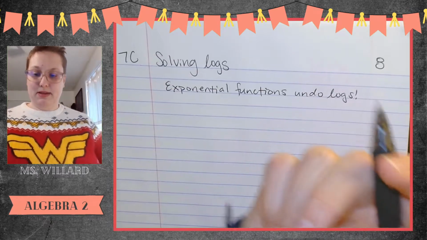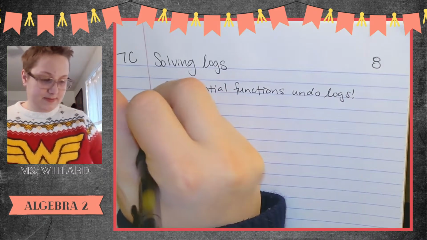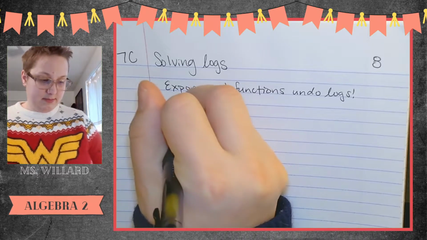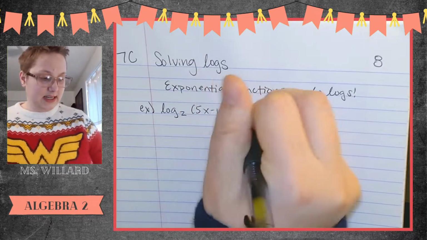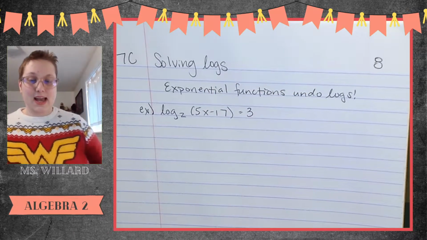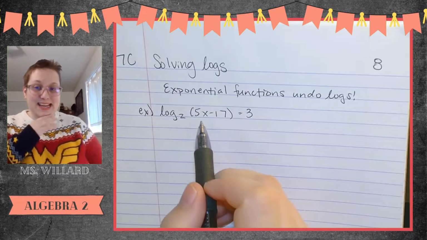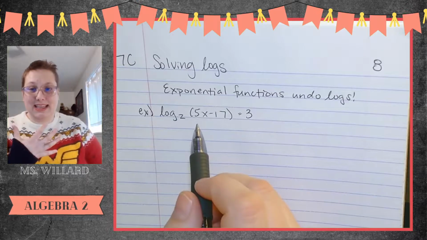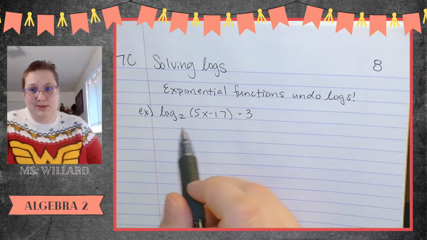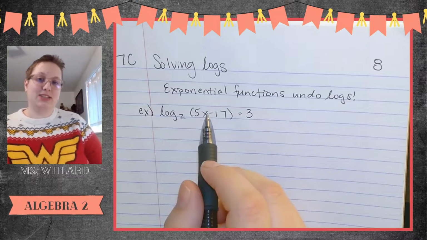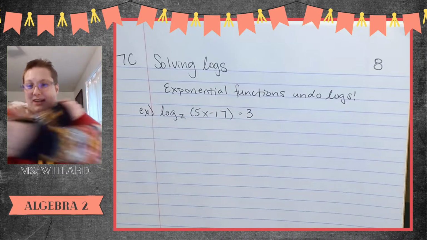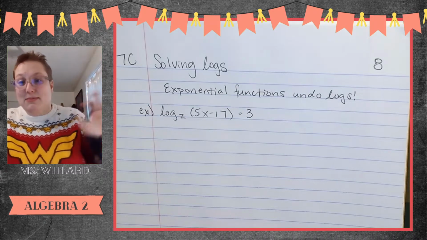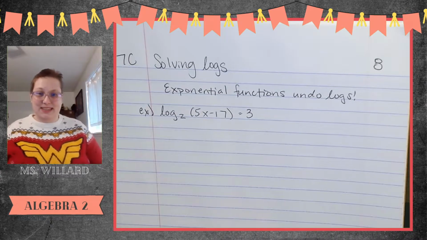So let's start off with log base 2 of 5x minus 17 equals 3. I don't like this x being inside with the logs. I can't just add 17 because there's a log holding it. The log's like, no, it's mine. So we have to make it let go.